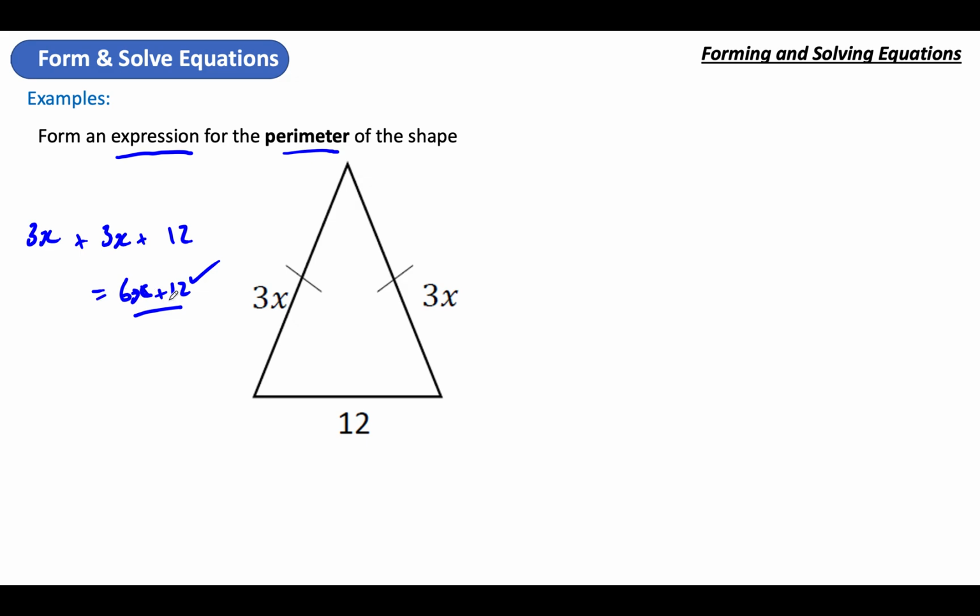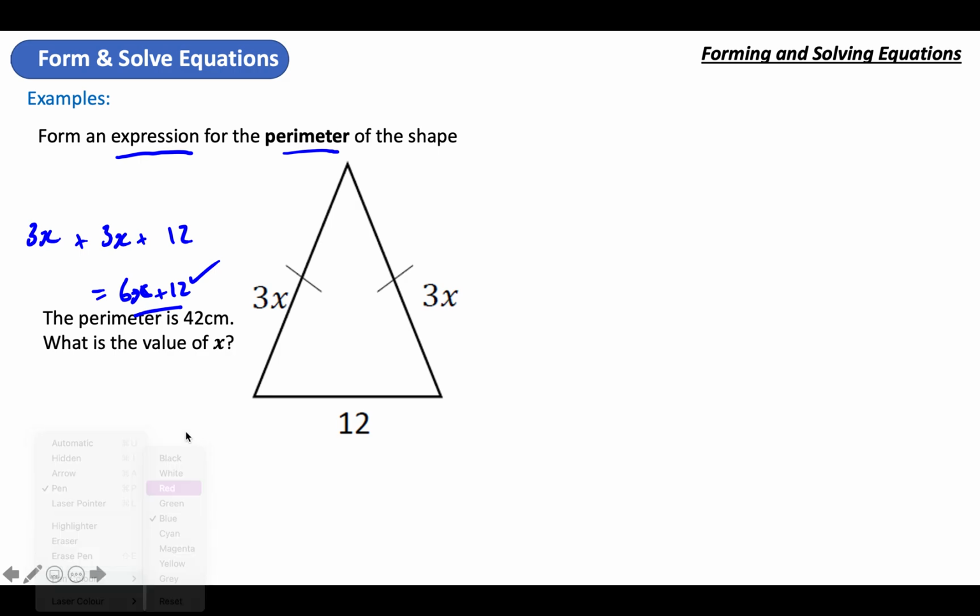Now, these questions then nearly always have a second part to them, where they give you another piece of information. They're now saying that, yes, sure, you've just worked out the perimeter as some algebra, but did you know that the perimeter is actually equal to 42? So these three sides, when you add them up, it equals 42. Now that means that I can take the expression that I wrote in the first part, so 6x plus 12, and then I can make it equal 42, making an equation. Now, as soon as it's an equation, I can solve it, and I can find out the value of x.